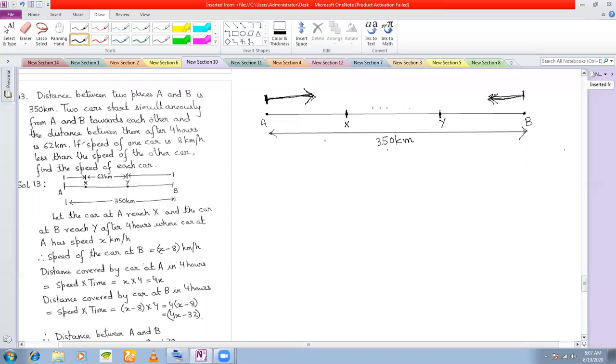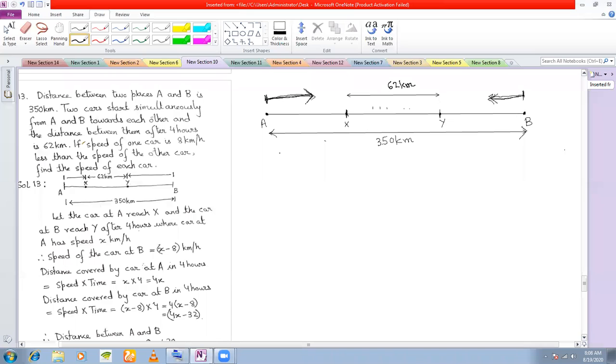Okay. After 4 hours, the distance between them is 62 kilometers. That means now the distance between them after 4 hours. What is the position of this car? The position of the car that is starting from A after 4 hours, I just told you is X, and this is Y. And the distance between them here, how much is it given? This is given to be 62 kilometers. Okay, after 4 hours, the distance between them is 62 kilometers.